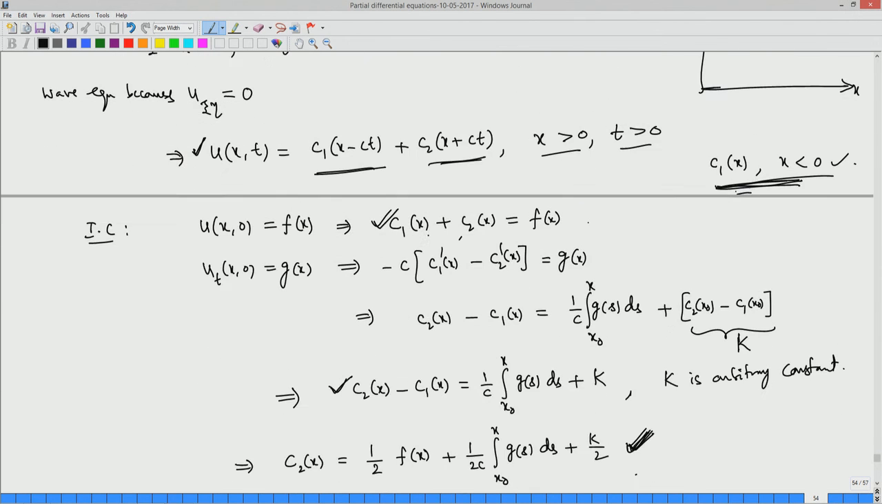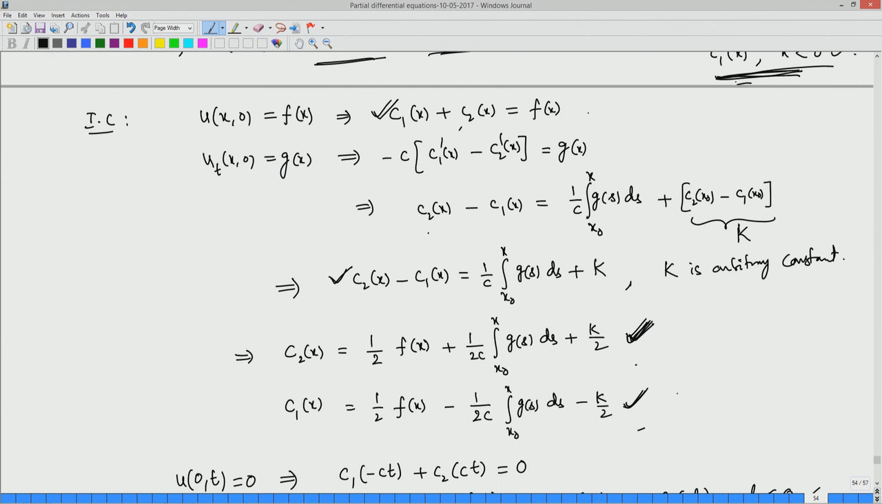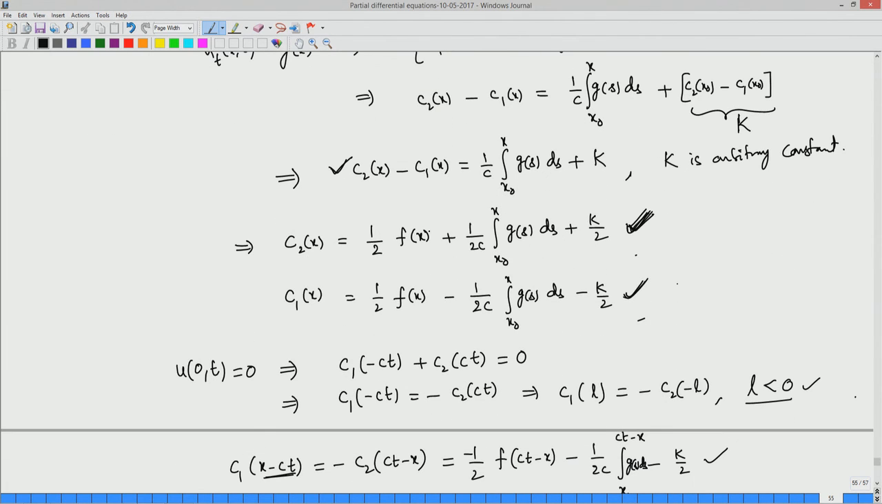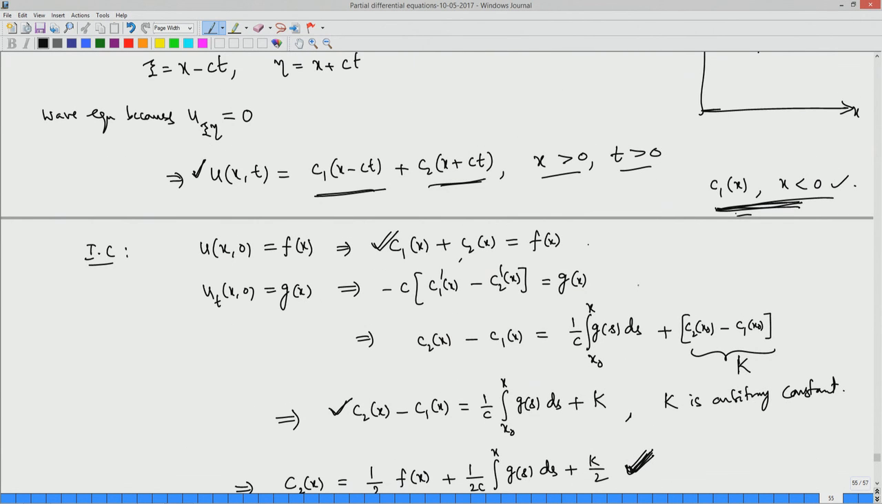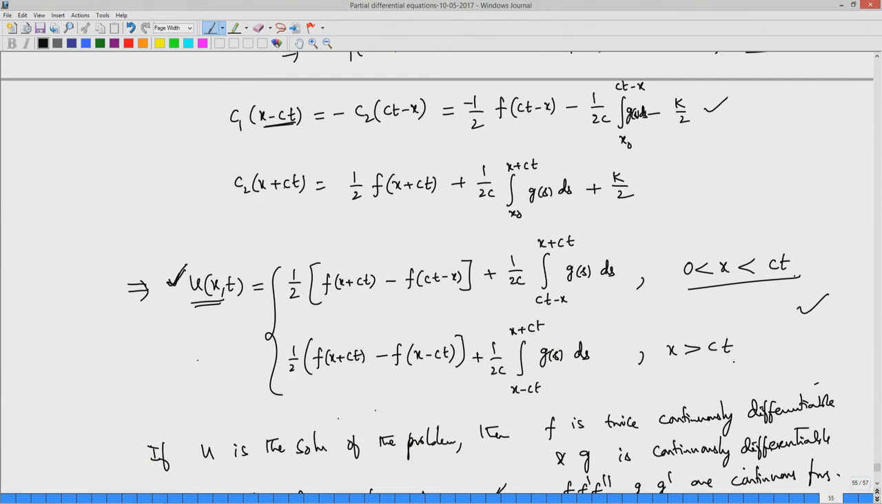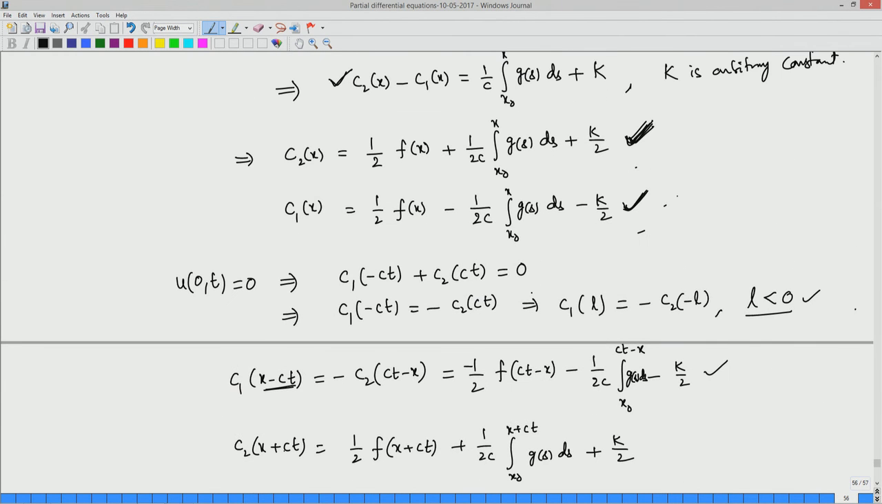So, the approach is this: you start with a general solution of the wave equation, you take this initial data, and you have these two equations. Now, the only thing is, because x is positive, x minus ct can be negative. So, for those values, that is when x is between 0 and ct, this can be negative. At those negative values, it is given by the boundary condition.